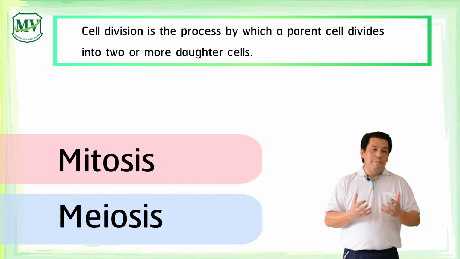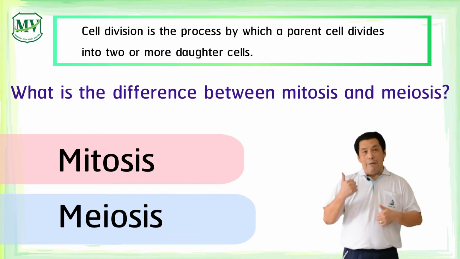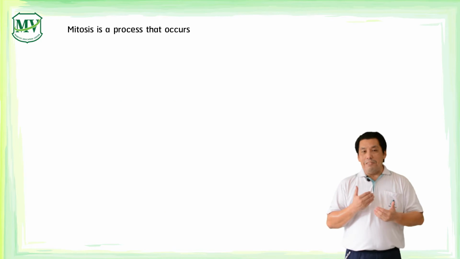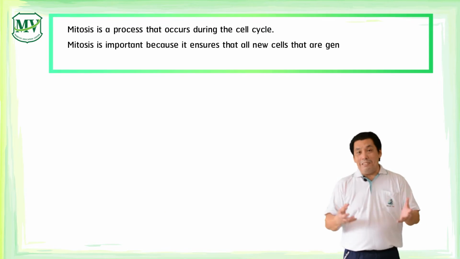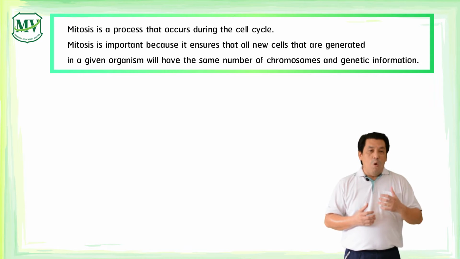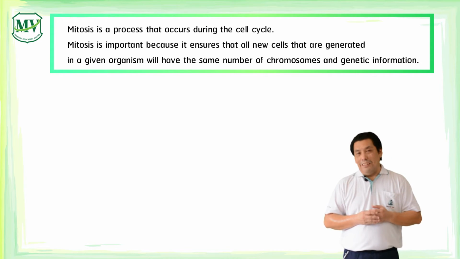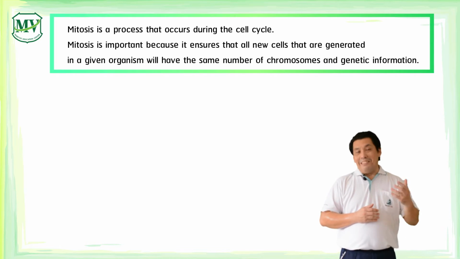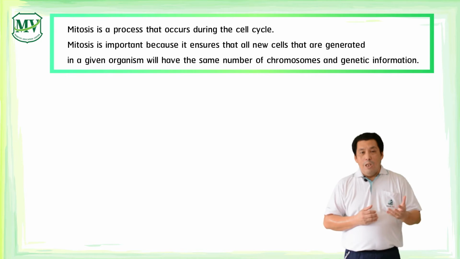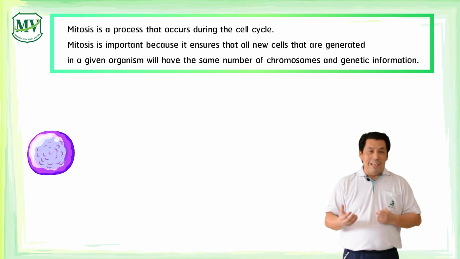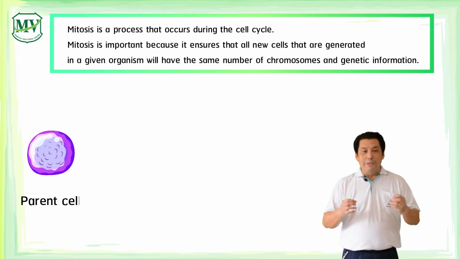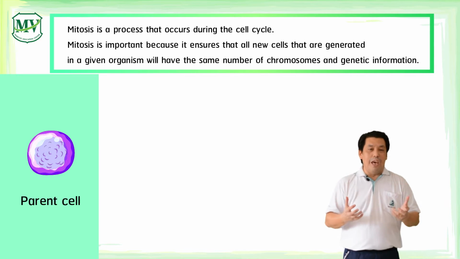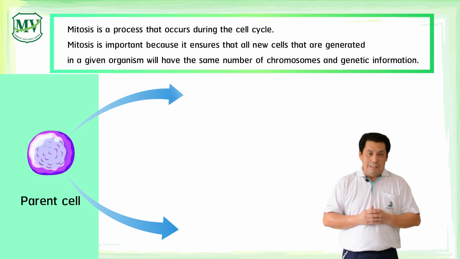What is the difference between mitosis and meiosis? Mitosis is a process that occurs during the cell cycle. The role of mitosis in the cell cycle is to replicate the genetic material in an existing cell, known as the parent cell, and distribute that genetic material into two new cells known as the daughter cells.